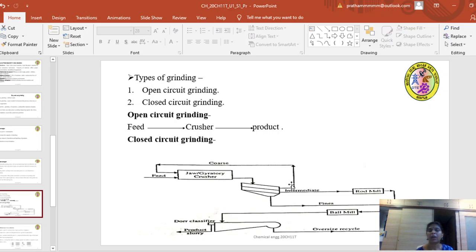But here the coarse particle is again sent into the jaw or the gyratory crusher in order to reduce the coarse particle into a finer particle.